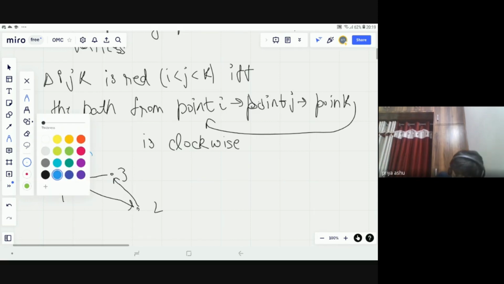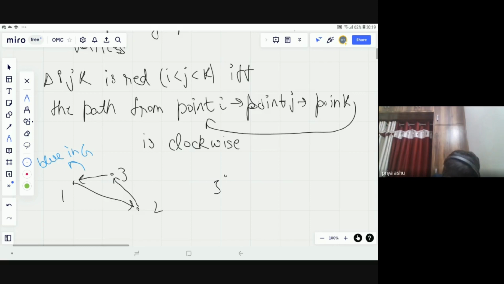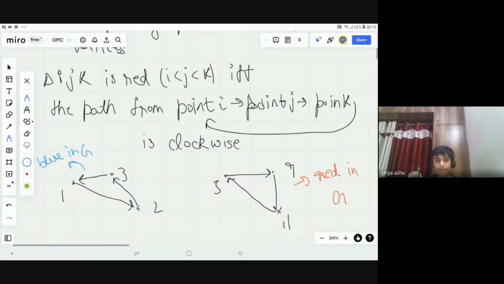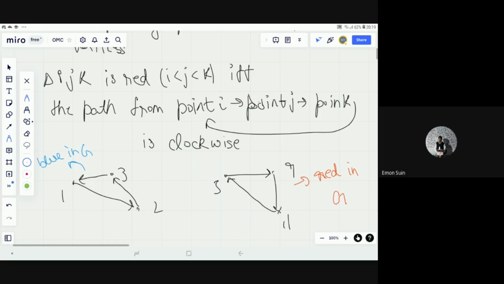For another case, say 5, 9, 11. The path from the smallest number to the middle number to the largest number and back to the smallest number is clockwise, and hence this is red in G. Is the construction of G clear? Are there any questions with the construction of G? No. Okay, perfect.